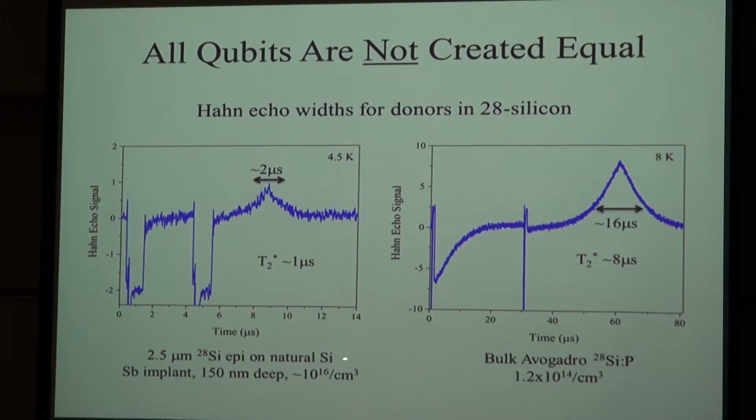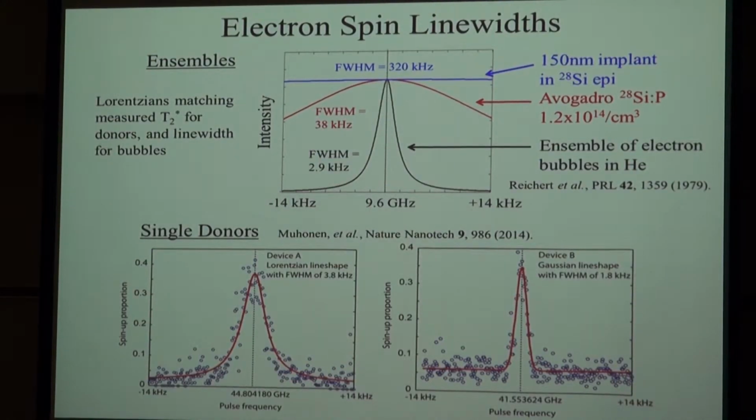If you go back, now we have a 28 silicon epitaxial layer on top of natural silicon, with a very slightly different lattice constant. We had antimony implanted, about 150 nanometers. Now you're down to a T2 star of about a microsecond. So to see how that compares with things, if you just say, okay, I have Lorentzian lines, in fact, some of them probably aren't, that implanted silicon was up here. It has like a 300 kilohertz line width. Avogadro silicon had like a 30 to 40 kilohertz line width. The electrons on helium, the question Ian asked, had about a 3 kilohertz line width.